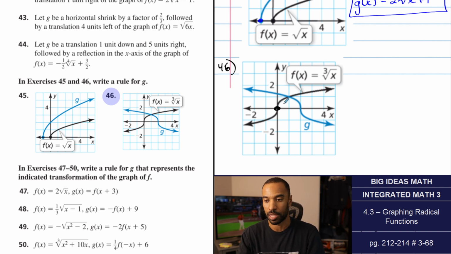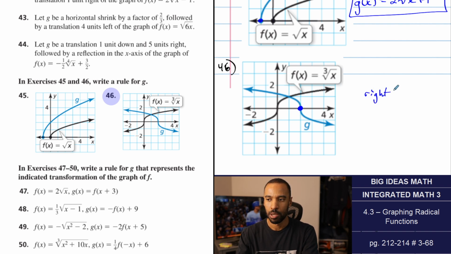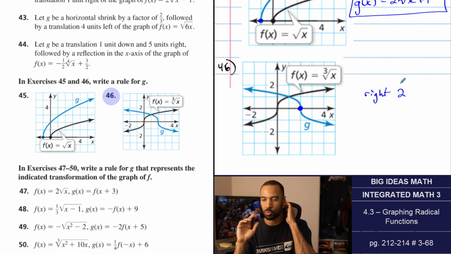I've been terrible with them. But there's their center. You go 1, 1, you go over 8 up 2, and there's that. Now, our G function looks to be centered right there at 2, 0, which means it did translate 2 units to the right. We're going right 2 units, but normally that comes after any vertical stretches and reflections and stuff.